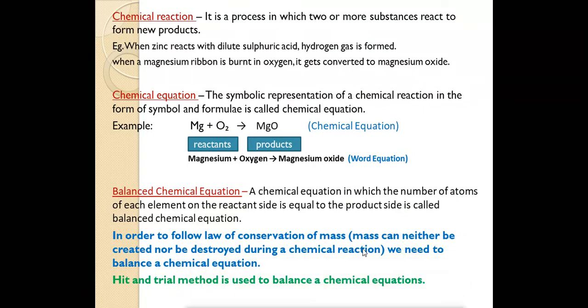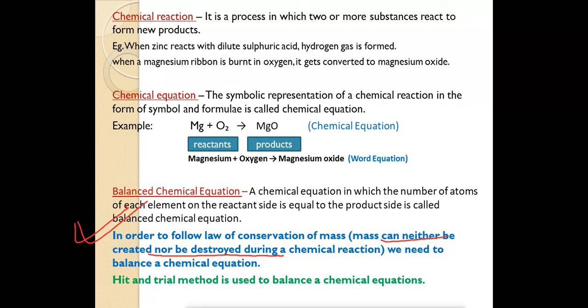So what is the need to balance a chemical equation? To follow the law of conservation of mass, we have to balance the chemical equation. So what is the law of conservation of mass? Mass can neither be created nor be destroyed. हम लोग mass को कभी create भी नहीं कर सकते ना ही destroy कर सकते हैं chemical reaction में. So to follow the law of conservation of mass, we need to balance a chemical equation.